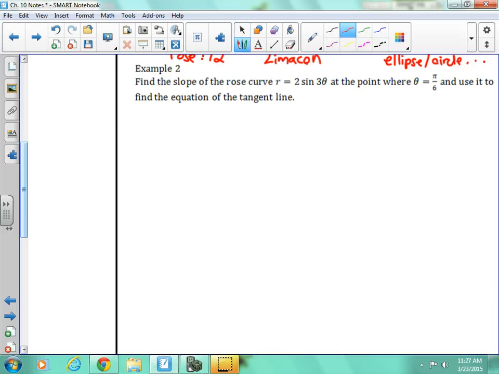Because when I'm talking about slope, I need dy/dx, right? What's the problem? I have r's and thetas. Well, how do I get x's and y's? You change it to conversion. That's why we made it an endeavor. How do I make y? y of theta equals r sine of theta. How do I get x?